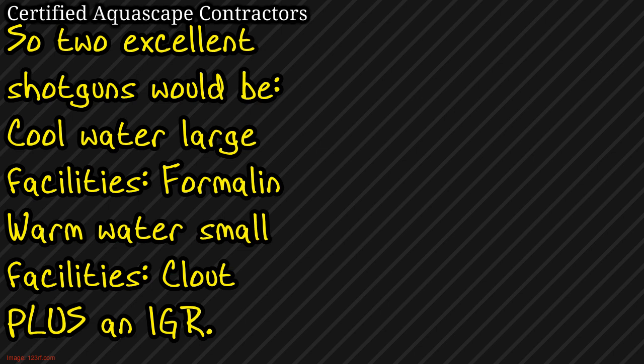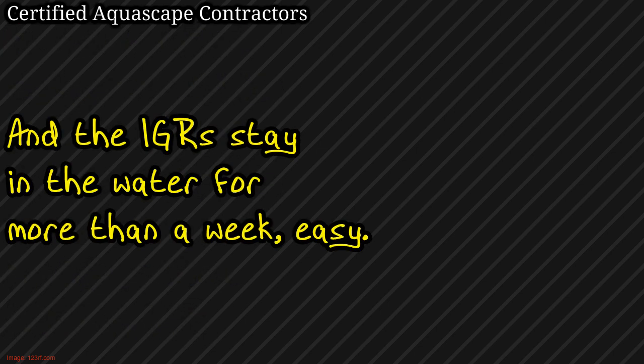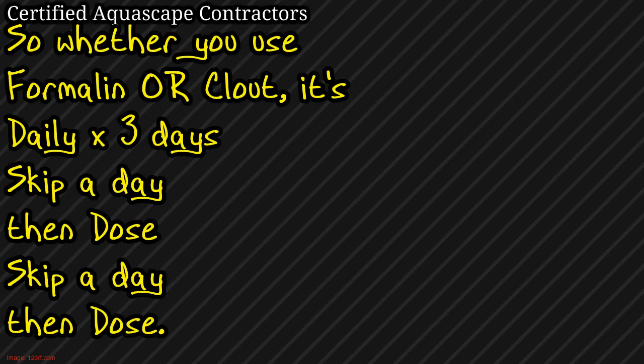That would be an insect growth regulator applied alongside formalin malachite or clout. How cool is that? Now, the nice thing about the insect growth regulators is if you apply those, they stay in the system for more than a week, which is all you need to control those macro parasites. So then the microparasite remedy or shotgun, formalin malachite or clout, those are applied every day for 3 days. Skip a day and dose a 4th time, then skip a day and dose a 5th time.